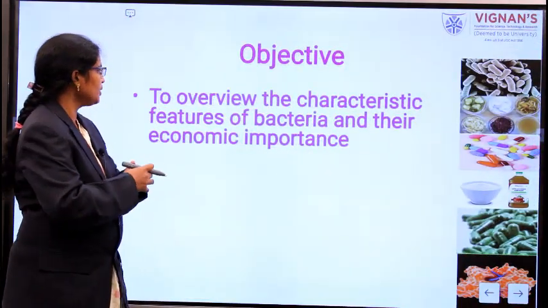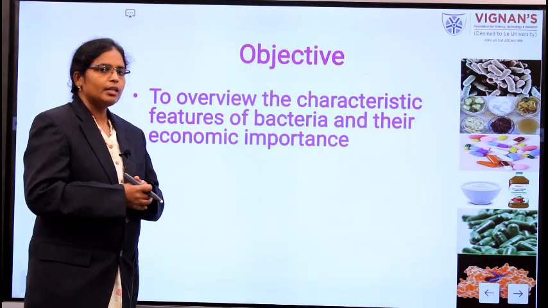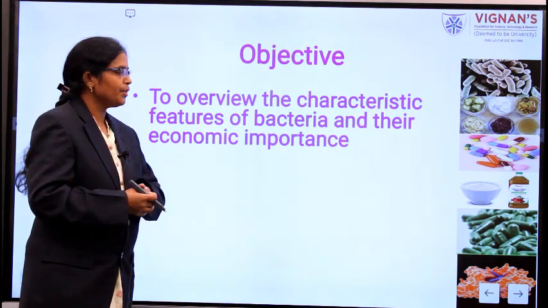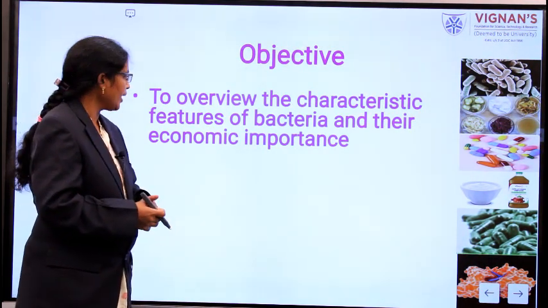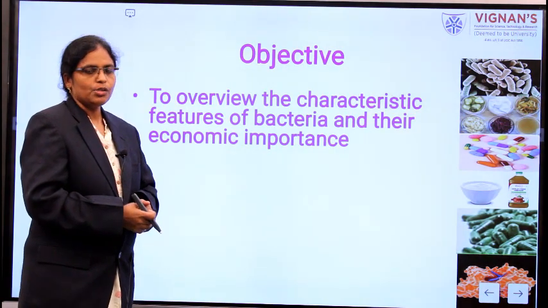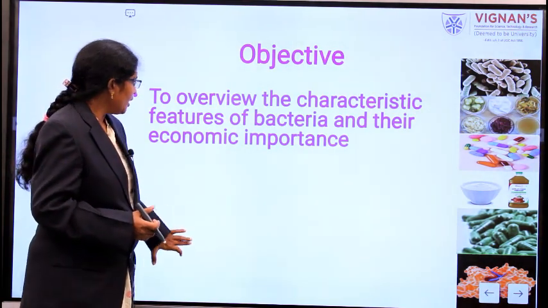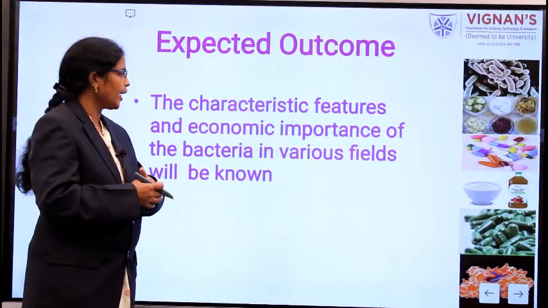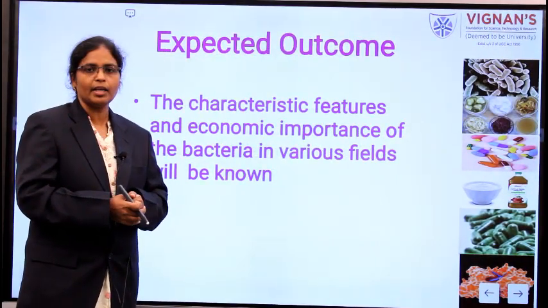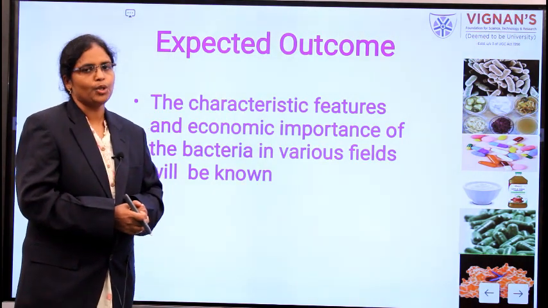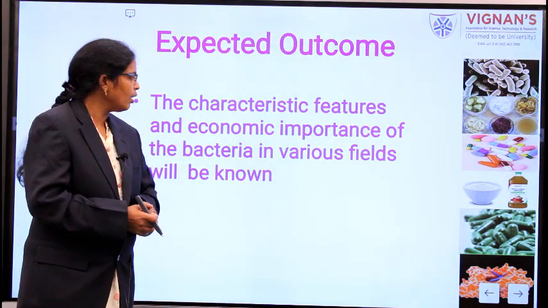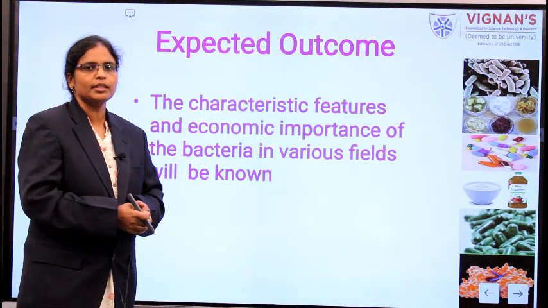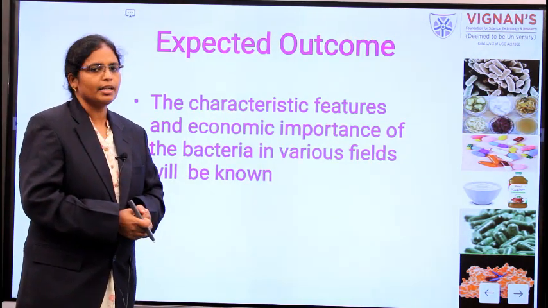The objective of this topic is to overview the characteristic features of bacteria and their economic importance. So after going through this topic, the expected outcome is that the characteristic features and economic importance of bacteria in various fields will be known. We will see all these features as well as importance of the bacteria in various fields.